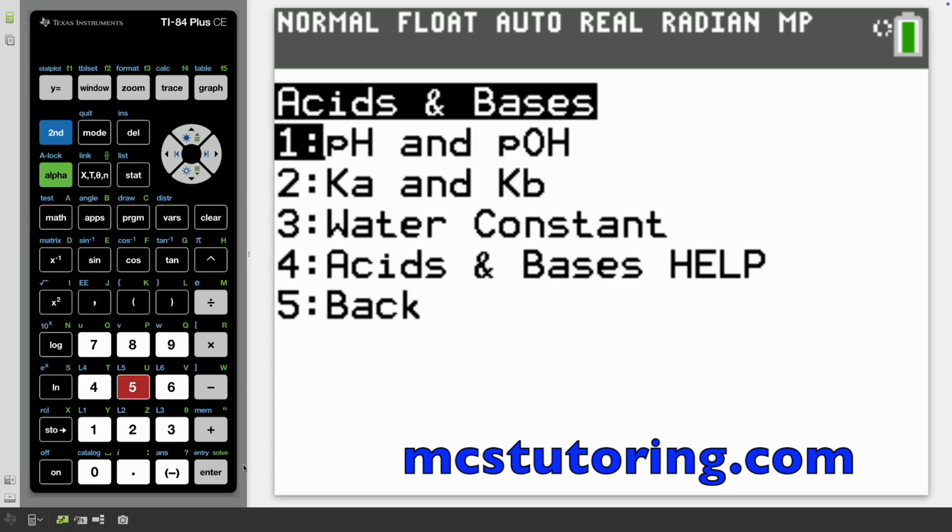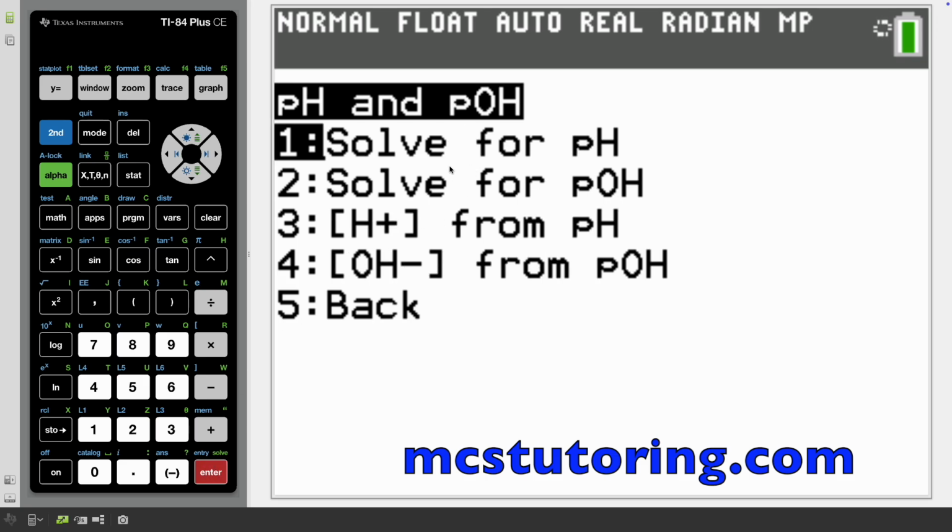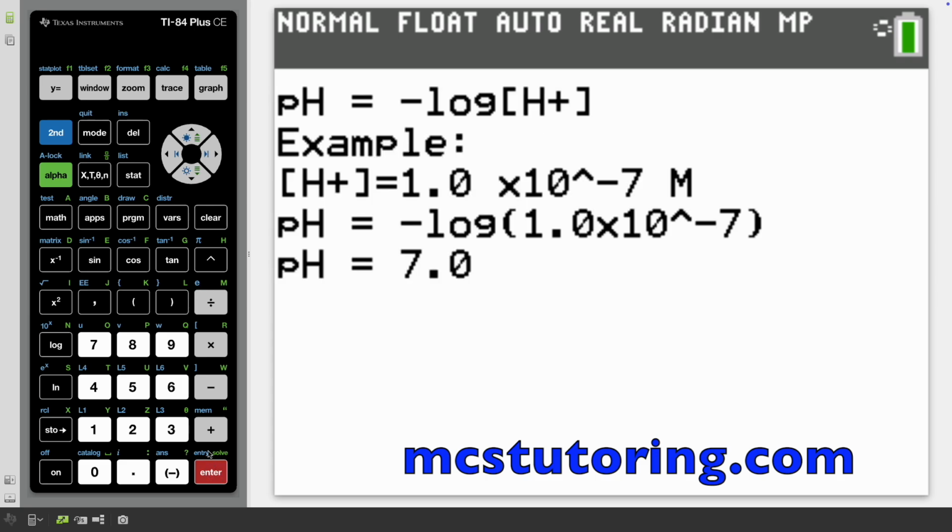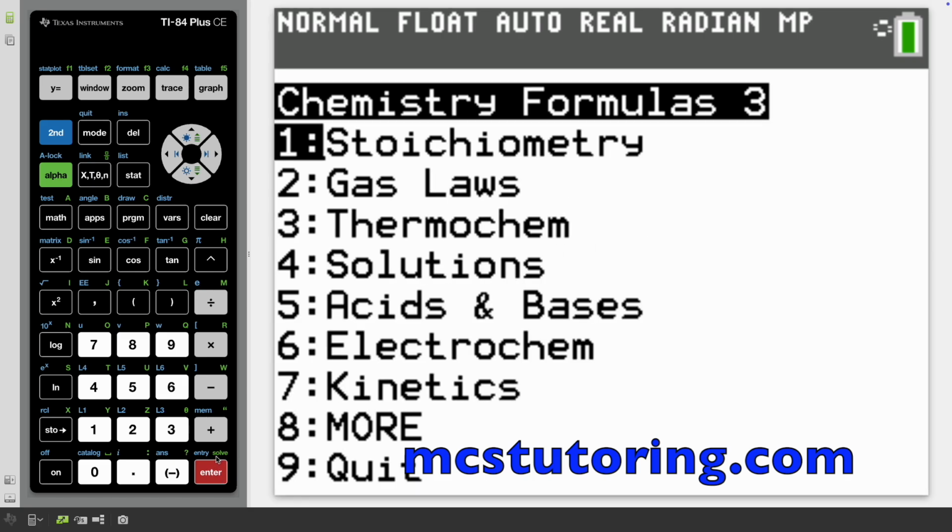Let's do pH and pOH. So you can solve for pH, pOH. You can get hydronium ion concentration from pH, hydroxide ion concentration from pOH. Let's just do pH standard. Write negative log of this. So if the hydronium ion concentration is 1 times 10 to the negative 7 M, pH should be negative log of that number, which would give you 7. So it's pretty cool, giving you examples, as I said.